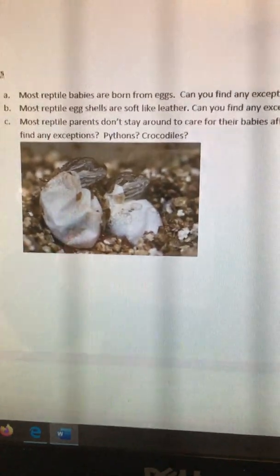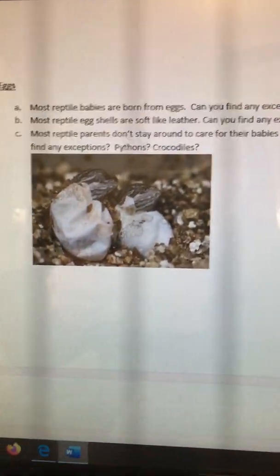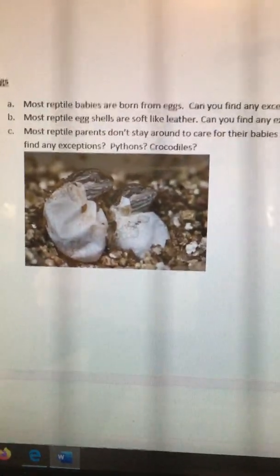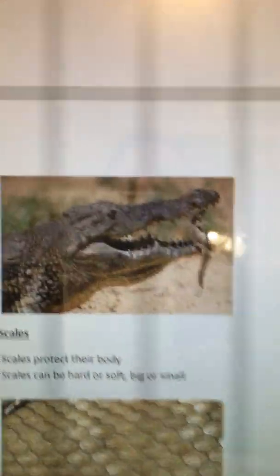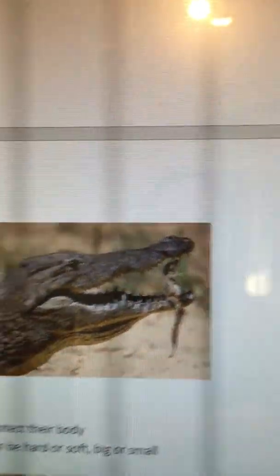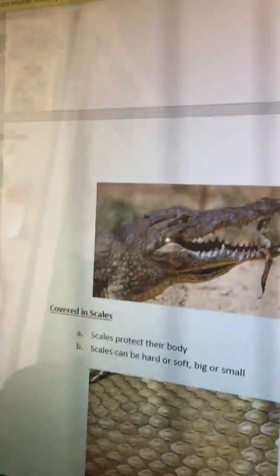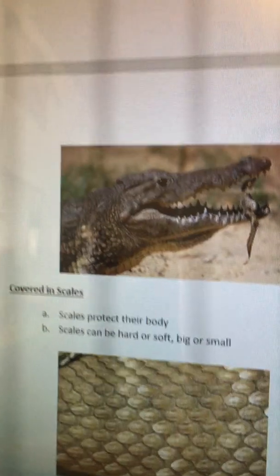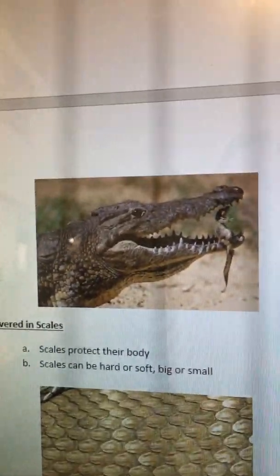Now there are some exceptions. There are some reptile parents that stay around. I think I read something about pythons and crocodiles. I have a picture of a crocodile here. Yeah, look at that. Crocodile has her baby in her mouth. So she's caring for her baby at least a little bit.